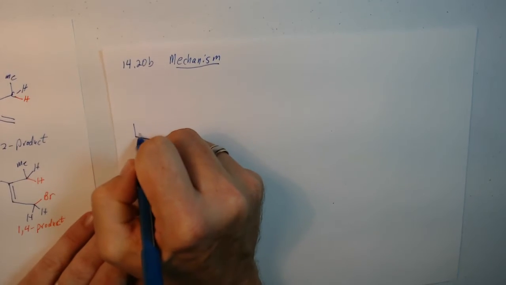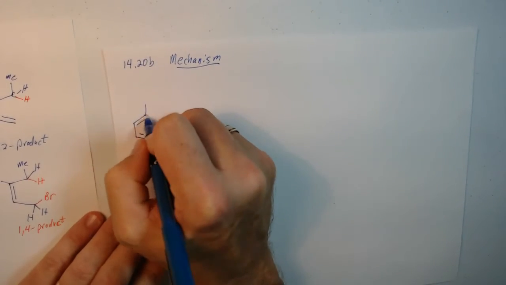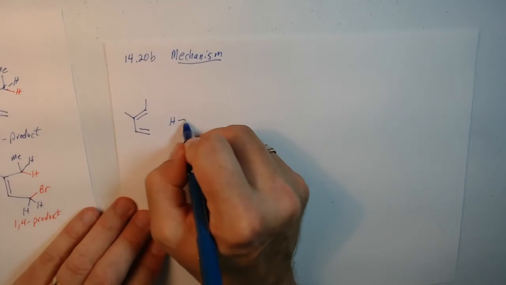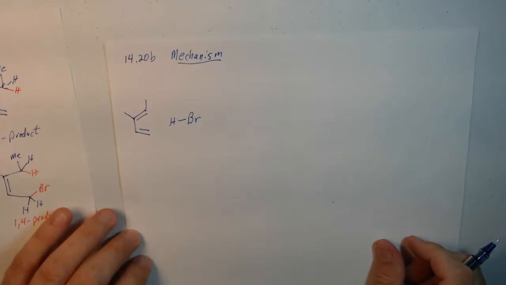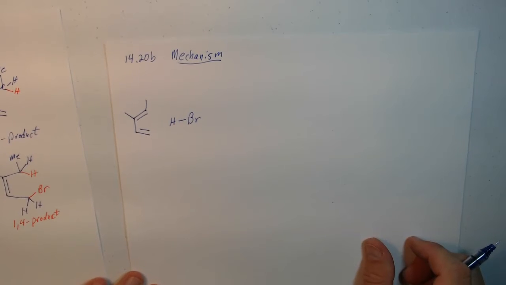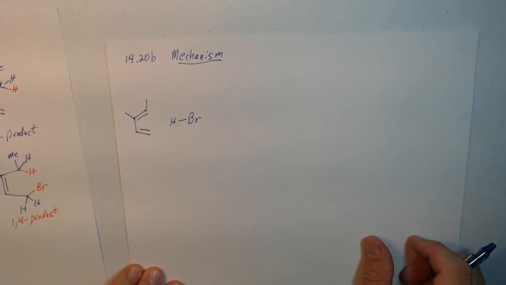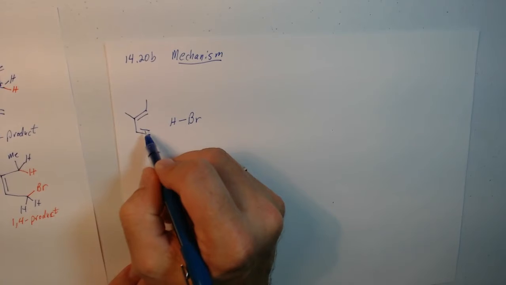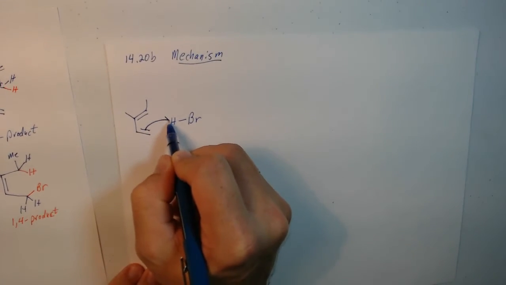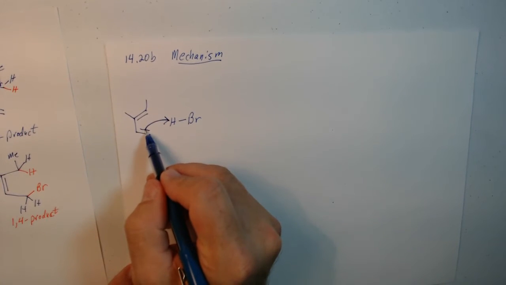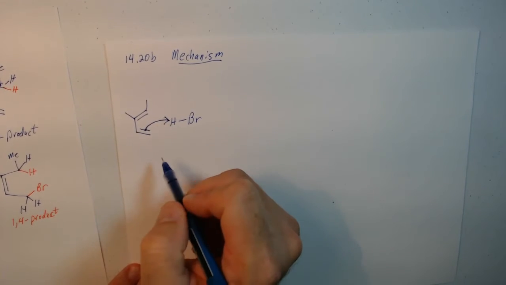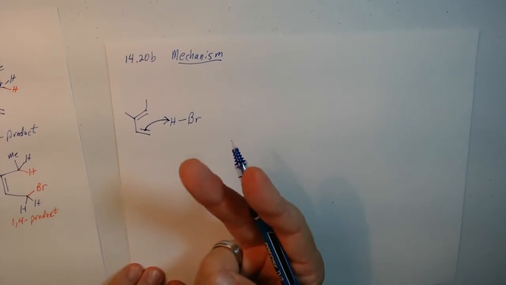For convenience, I'm going to keep the diene in the S-cis conformation. We have HBr, and what we need to be recognizing are electrophiles and nucleophiles and acids and bases at each step. So if we protonate the double bond, and remember we always start the arrow at the place of high electron density, so I started it in the middle of the bond. I draw an arrow that has 2 heads. That means I'm moving 2 electrons.